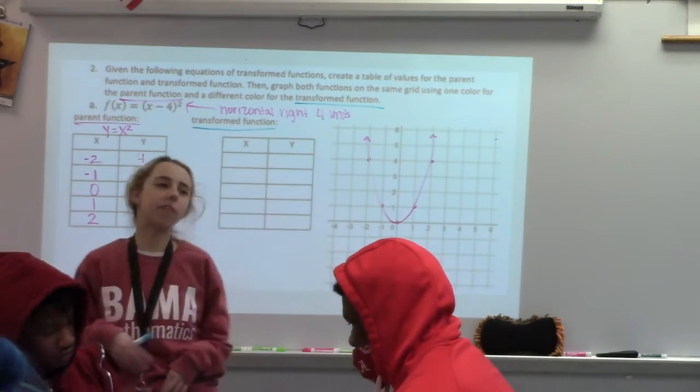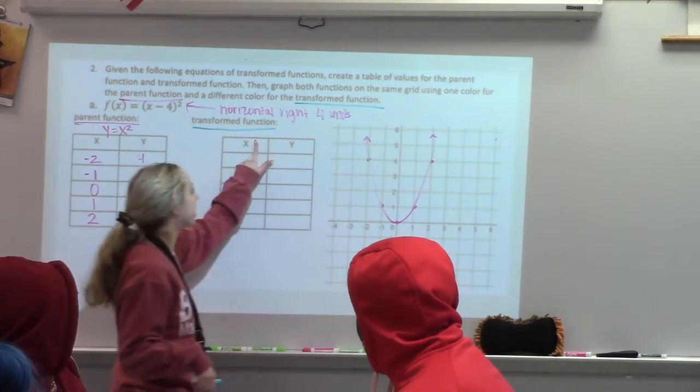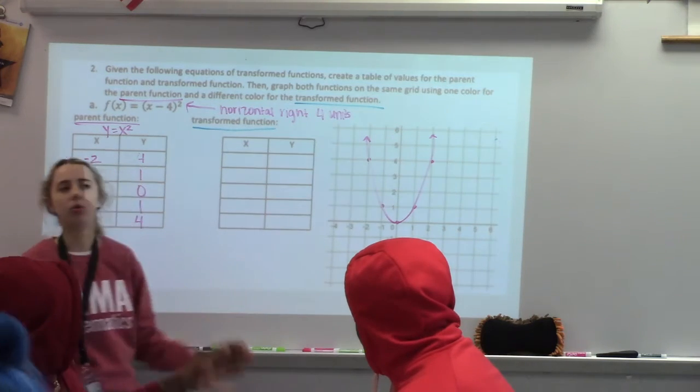Okay guys, so you should be graphing the transformed function and then recording the points in the table.